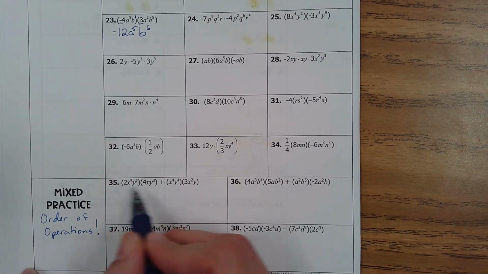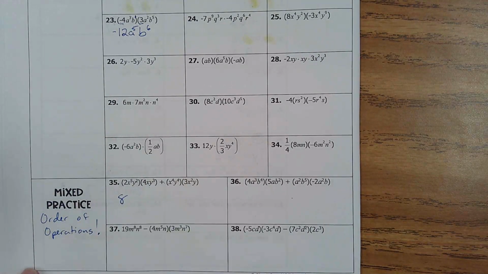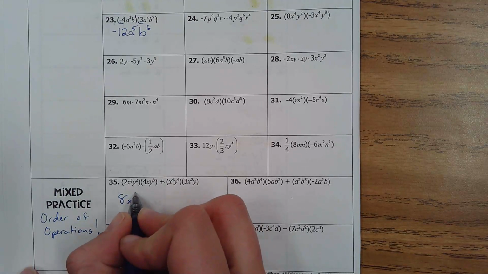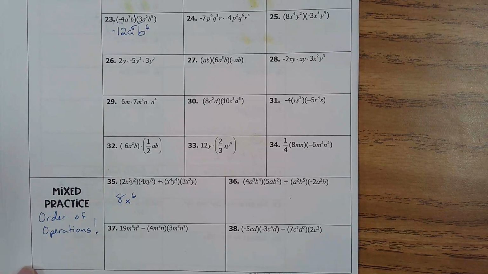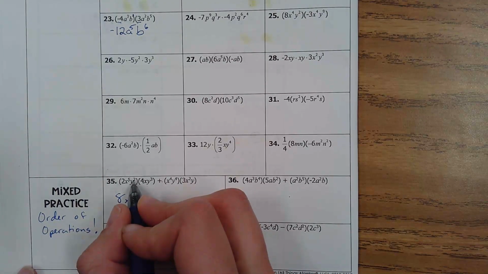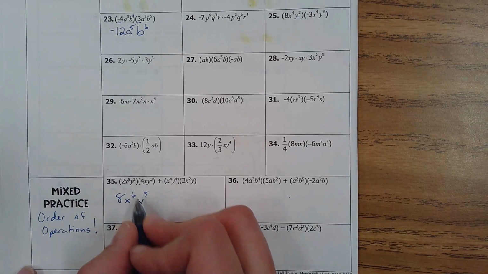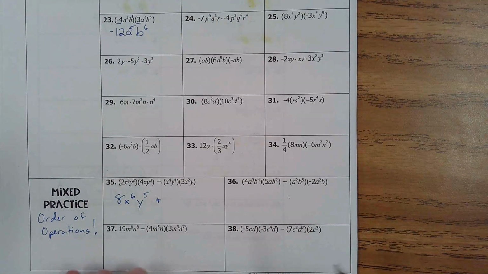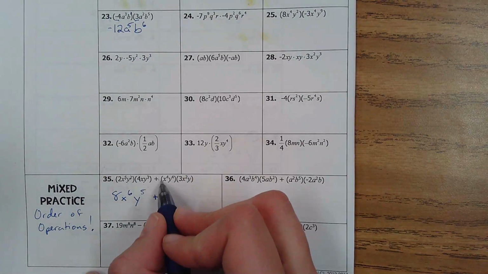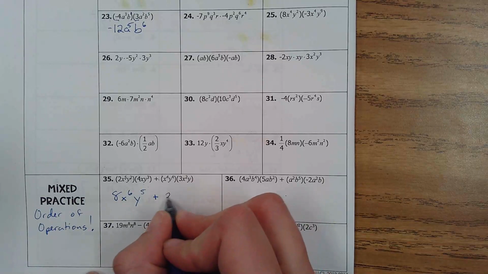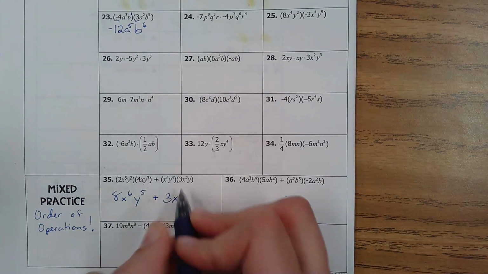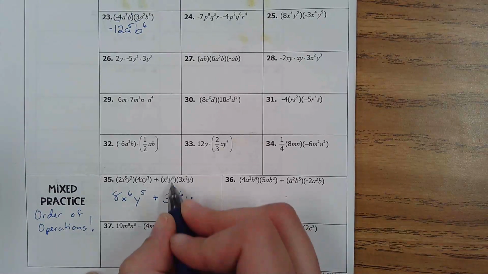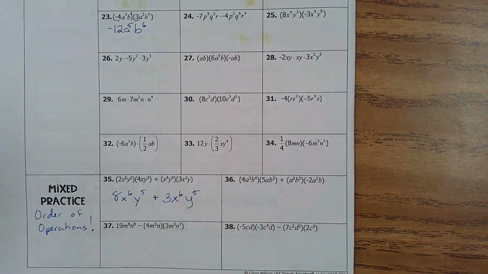So here we have 2 times 4, which is 8, x, and we're going to have 5 plus 1. And then y is going to be 2 plus 3. So that gives us 8x to the 6th, y to the 5th, plus, I'm just going to bring down my plus sign. We have 1 times 3, so 3. X, 4 plus 2 is 6. And then for y, we have 4 plus 1, which is 5.